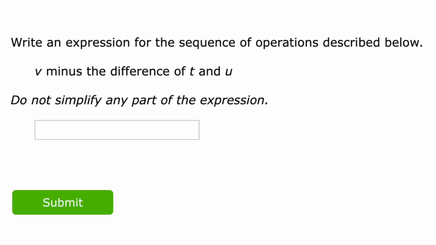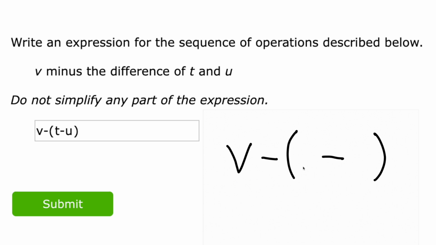We can start off with exactly what it says, v minus, and for the difference of t and u, the word difference implies subtraction, so we have t minus u, but we have to make sure that that's done separately, so we need to use parentheses. So if you go back and read it, it looks like v minus the difference between t and u.